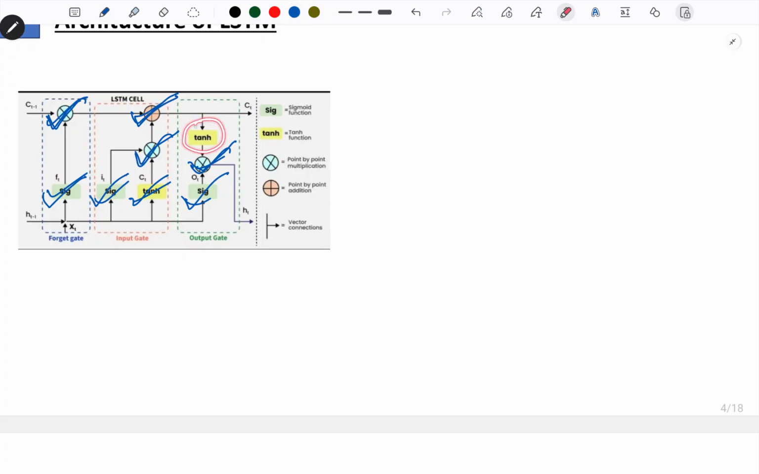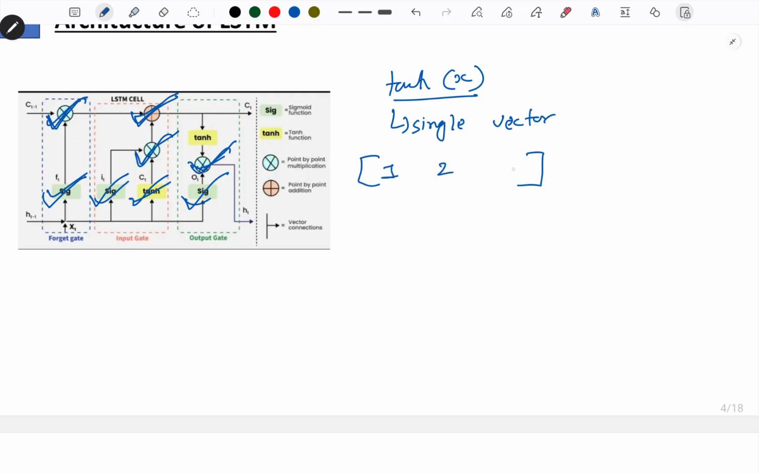Now the question that comes to your mind is, what is this? This is a point-wise tanh. So you have a tanh function, let's say tanh of x. उसका फॉर्मूला होता है e एक्सपोनेंशियल के फॉर्म में. So point-wise tanh is performed on a single vector. Let's say you are given a vector with values 1, 2 and 3. So what is the output of the point-wise tanh? tanh of 1, tanh of 2, tanh of 3.